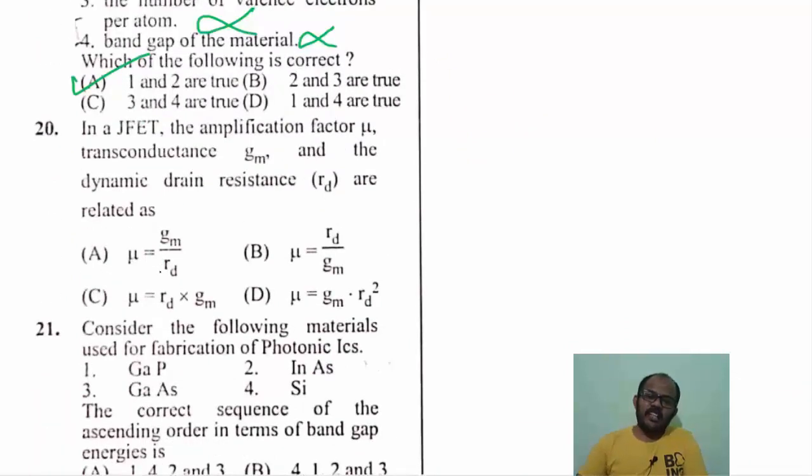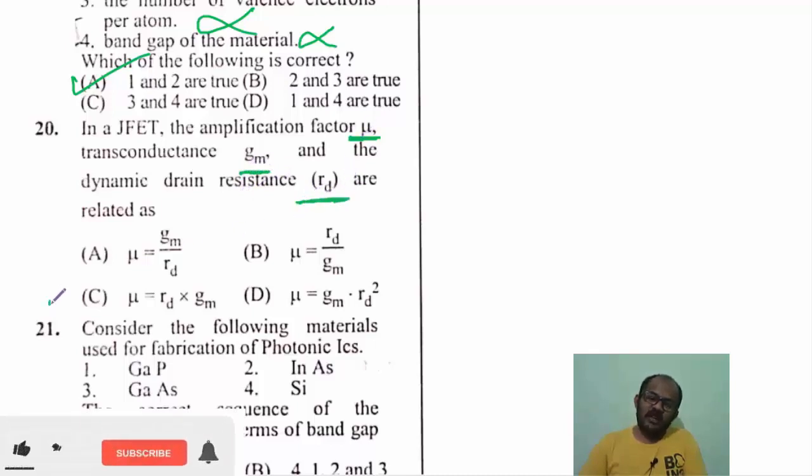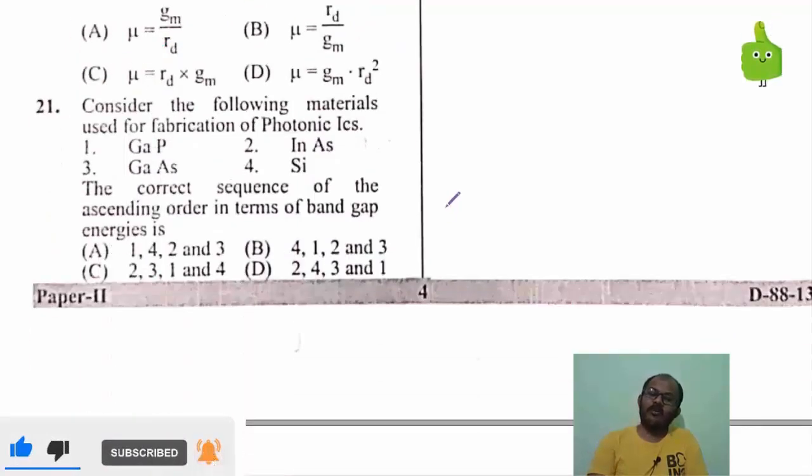20th question, in a JFET, the amplification factor is given by mu, transconductance is given by gm, and the dynamic resistance is given by rd. What is the relation between these three things they are asking? We know that mu equals gm times rd, nothing but option C is going to follow.